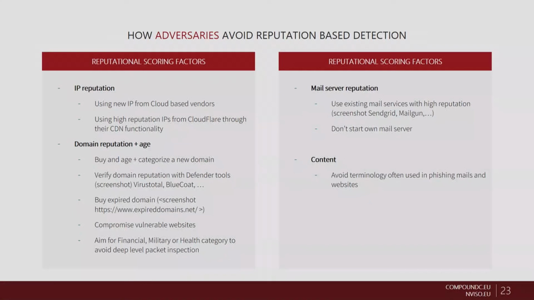And this can be done on different things by these vendors. It can be done on IP reputation, domain reputation, also the domain age, also the mail server reputation, but also content-wise. So these are a lot of different things that as a red teamer I have to take into account trying to bypass these. And if I want to bypass these, there's again a lot more that I have to take into account.